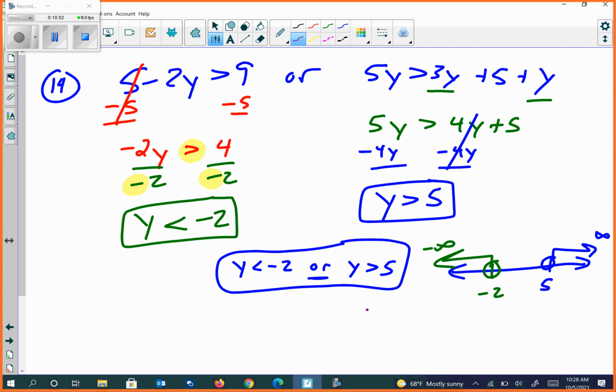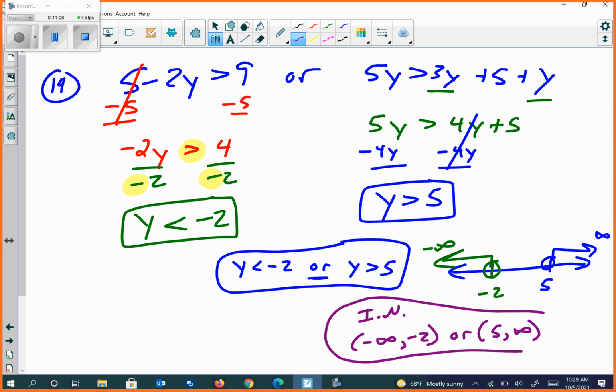So my interval notation is going to be negative infinity to negative 2. You want to include what word? Or. 5 to infinity. You don't want to miss one point because you forget to put or. Okay, you want to make sure you get that.